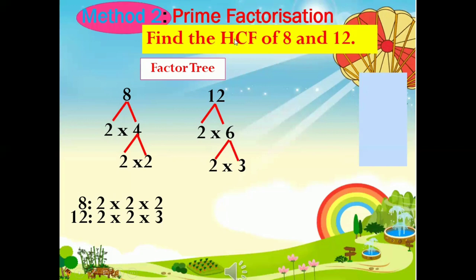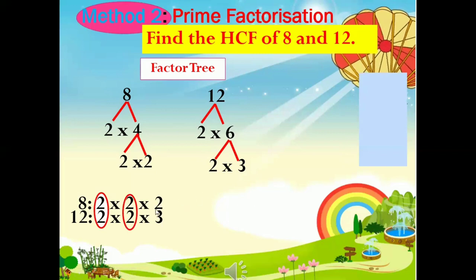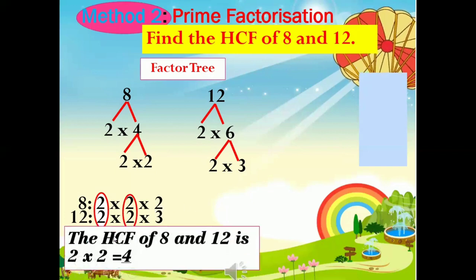Now we can find the highest common factor. First we have to look for the common factors again. So you have to circle those ones. And this factor doesn't have a pair, so we'll just leave it that way. So the highest common factor of 8 and 12 is 2 times 2. The answer is 4. So that is how to factorize.